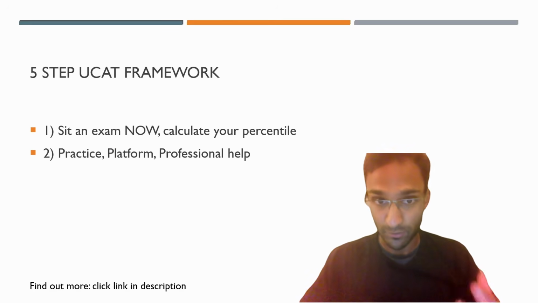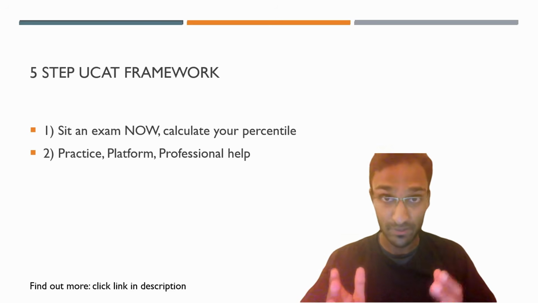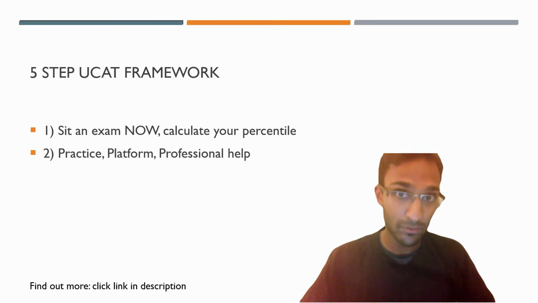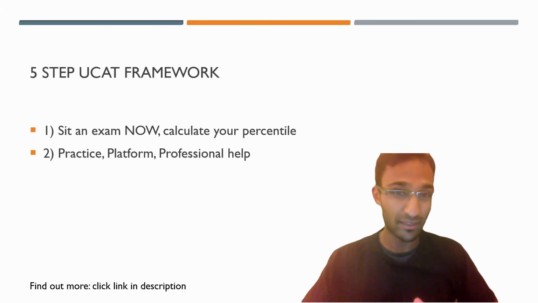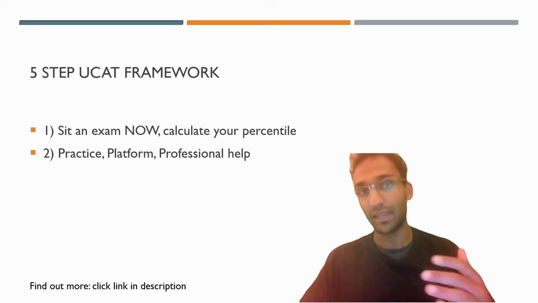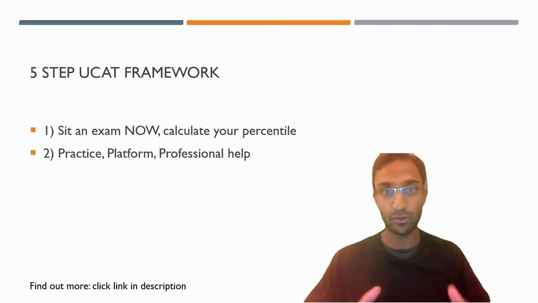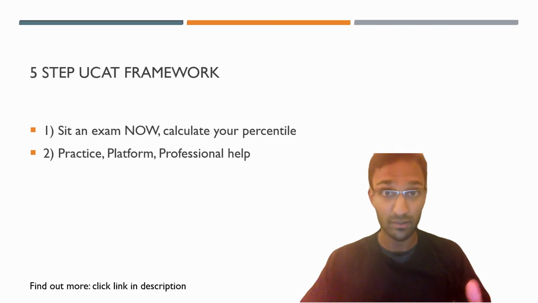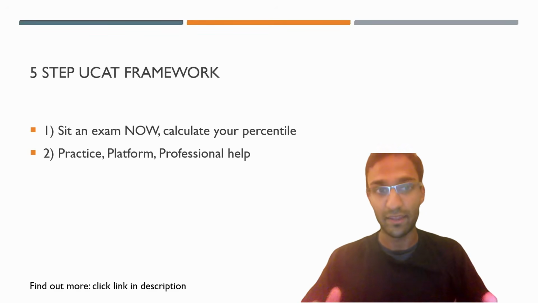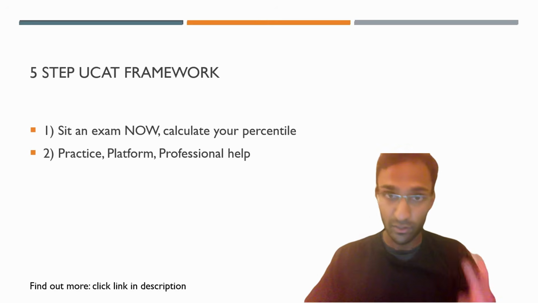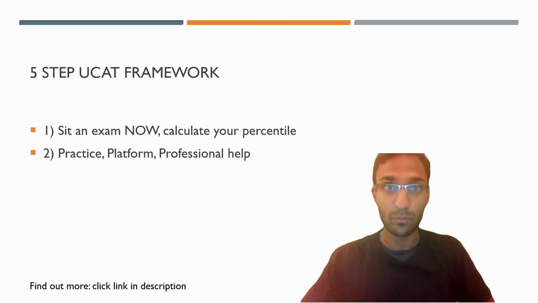And number three is getting professional help. Just bear in mind, these are percentiles, so you're comparing against other people. So if you don't have a tutor and other people are getting tutoring, that's one thing that can put you back and just give other people an advantage. So if you are trying to make your study time as efficient as possible, you want to make sure that everything is optimized. And that includes practicing more than others, using the right platform, and getting some proper help.